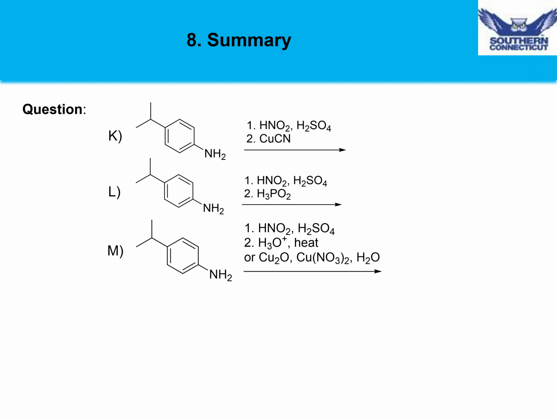On this slide, there are 3 different examples of the Sandmeyer reaction. They all start with an aniline, and we're going to add nitrous acid and sulfuric acid. In the first reaction, the diazonium salt will react with copper cyanide. In the second reaction, it will react with hypophosphorous acid. And in the third reaction, the diazonium salt will react either with acid and heat or a copper catalyzed reaction with copper nitrate and cuprous oxide plus water.